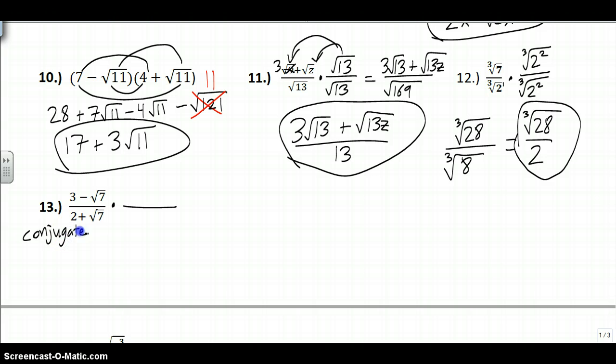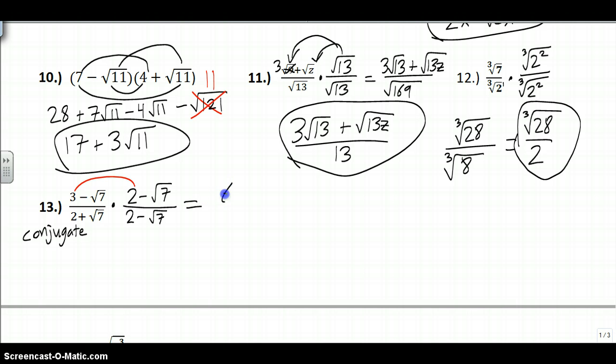Okay. And conjugate's really simple to get. See on the bottom how it's 2 plus the square root of 7? Its conjugate will be the opposite of that, 2 minus the square root of 7. Whatever you multiply the bottom by, you have to do to the top as well. Okay? And then it's a giant FOIL problem. Okay? So make sure that you do all that.